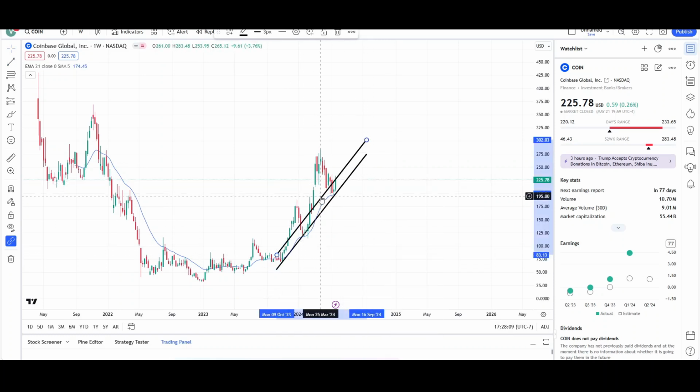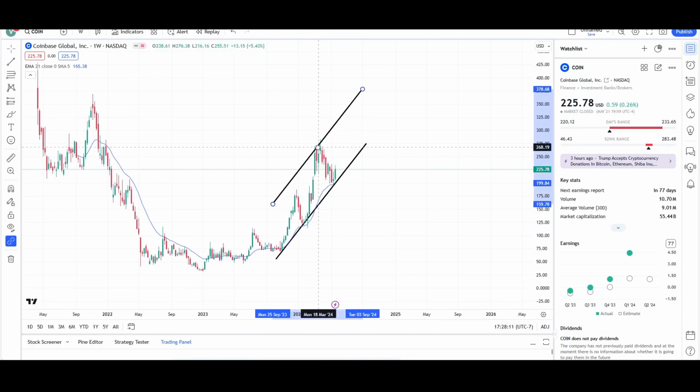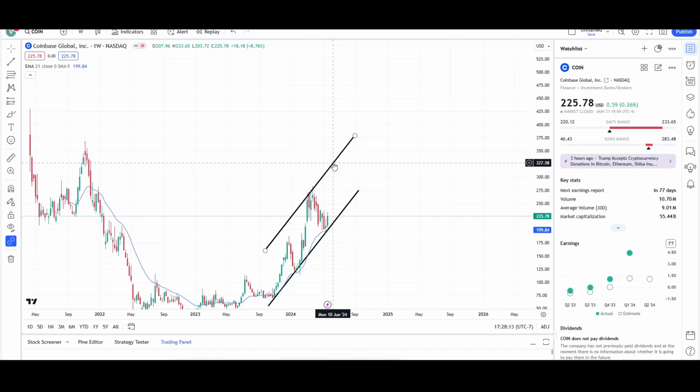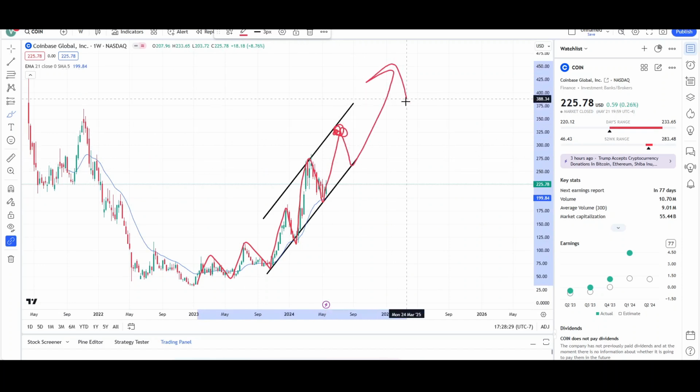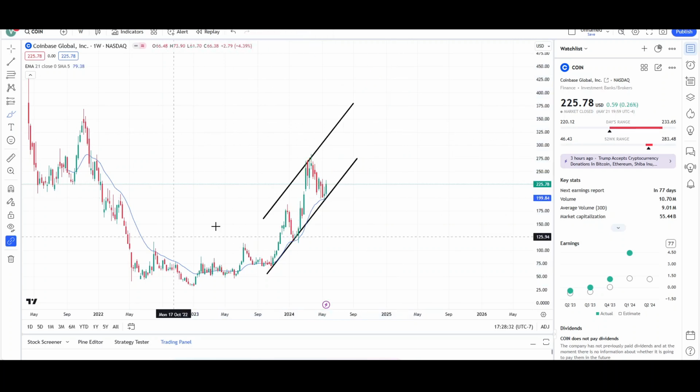And if we go and clone it, drag it up to the highs, the next target would be back up to these prior highs and possibly in the 300s, 320s, 322. Because in an uptrend, price makes higher highs, higher lows, higher high, higher low, higher high is the next point right over here. Higher low, and then continue the pattern. So looking pretty bullish short-term and long-term for Coinbase.